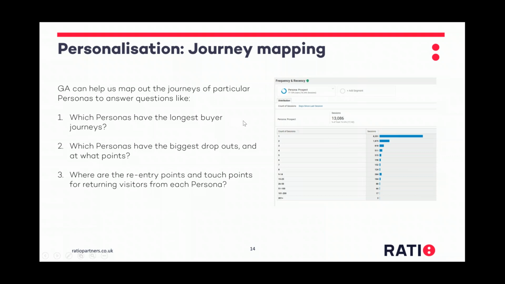You could ask, for argument's sake, which personas have the longest buyer journeys, so which have the most sessions between when they first come and when they transact. You could argue that someone with a long buyer journey is prime for personalization, because there's probably some friction there that we can work to alleviate. If you had a landing page report, you could look at the key re-entry points and touch points for returning visitors from each persona. If all your returning visitors of persona type prospect come back via some page other than the homepage, then the homepage isn't where we'd look to target personalization efforts.